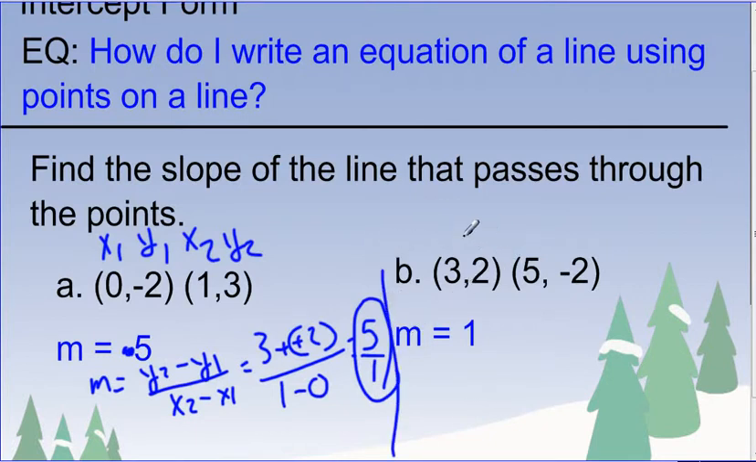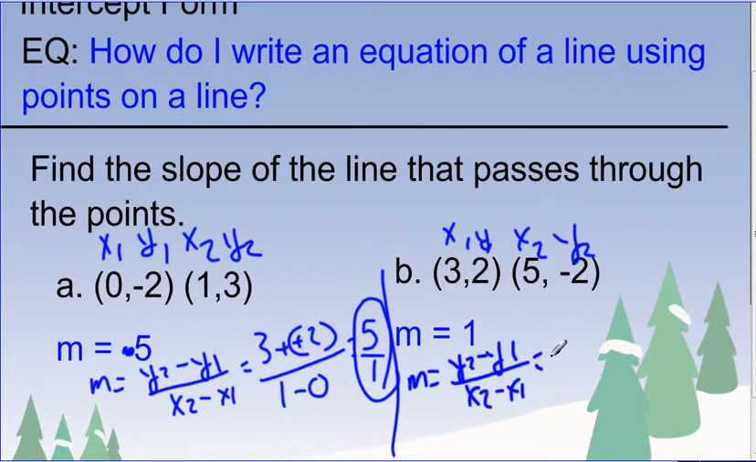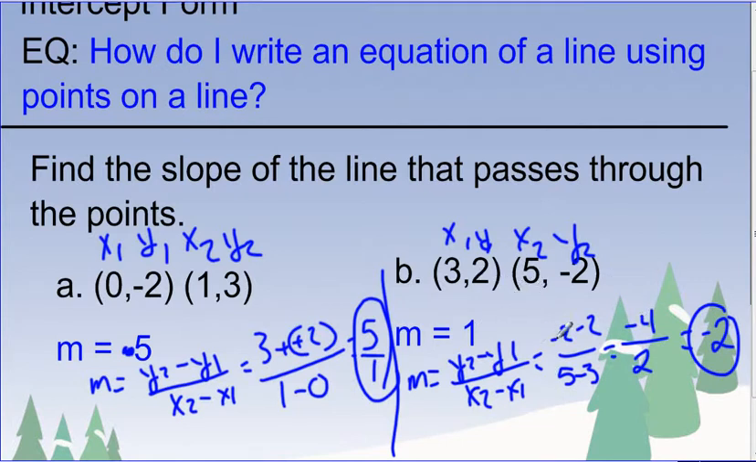Letter B. Same deal. We got x, y, 1, 1, 2, 2. By the way, you're going to have to do this a lot in the problems today: finding slope using points. M equals y2 minus y1 over x2 minus x1. That gives us negative 2 minus 2 over 5 minus 3. This is negative 4 over 2, which simplifies to negative 2. There, we found the slope. Wasn't that bad. Slope was negative 2, not 1.